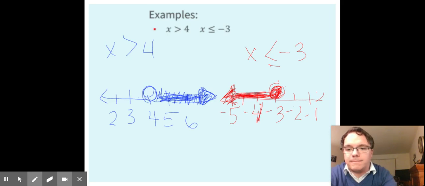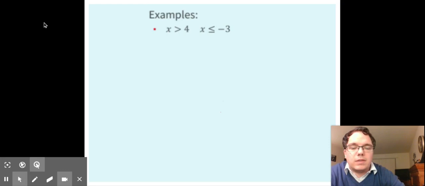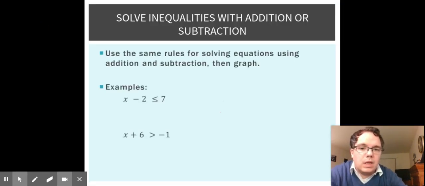All right, not only are the symbols different for inequalities, but the solving rules are slightly different for inequalities. When we're solving using addition or subtraction, it's the same as equations. So you can add or subtract any number from an inequality and it stays the same.